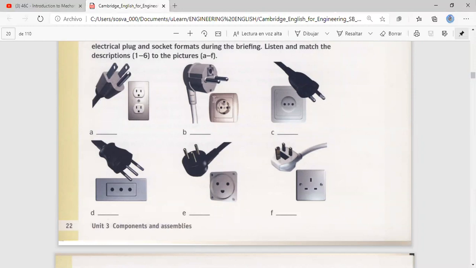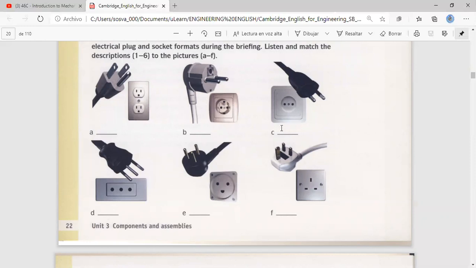You can see that we have some crazier electrical plugs and sockets. Letter E looks like a happy face. The socket is a happy face. Do you have any idea where we use these other connections?